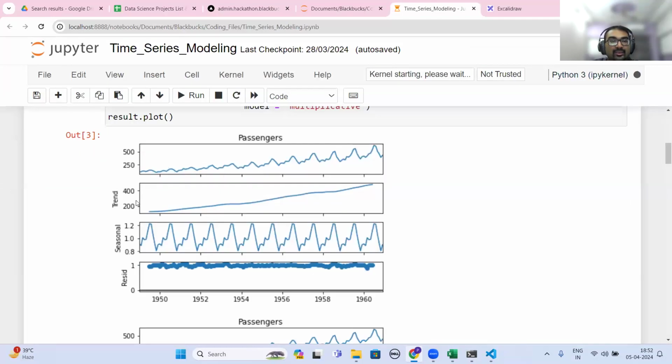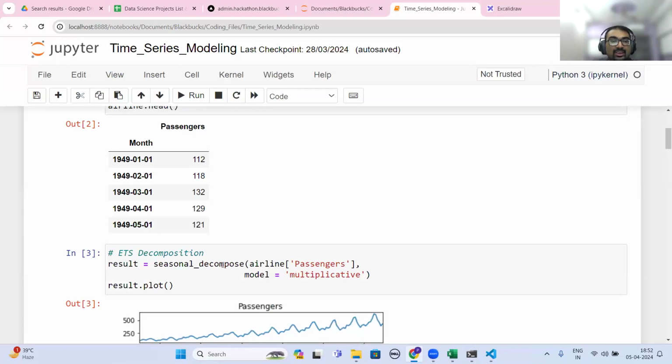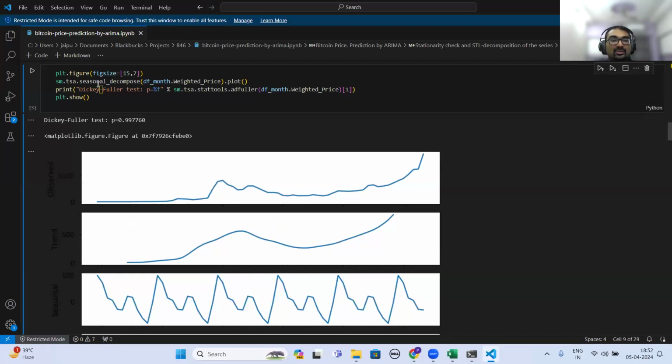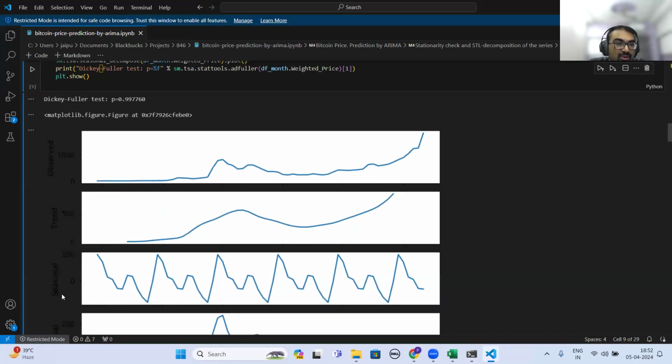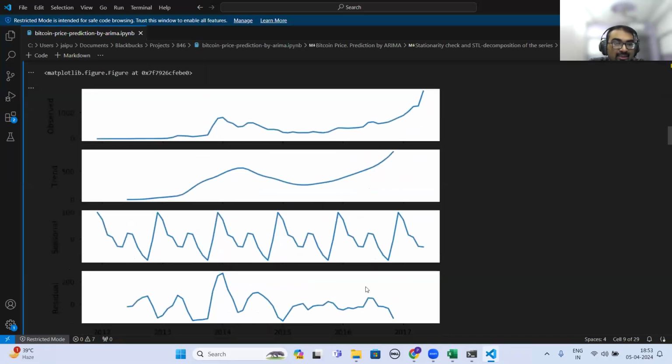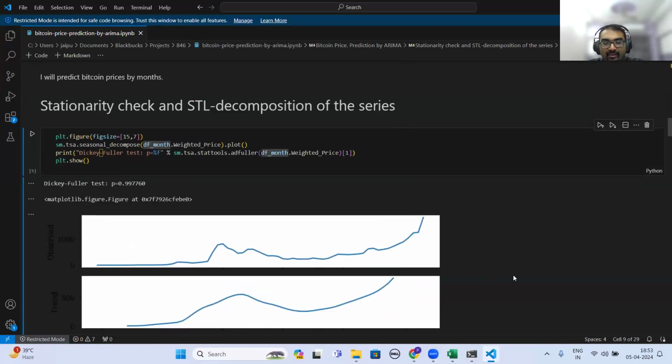See, this is the trend, seasonality, and residual. We have also decomposed using seasonal_decompose, and this is the part. And the same seasonal_decompose, we have decomposed the price. So all the elements are there. See, it is written observed, trend, seasonality, and residual. So they have tried to extract all of these portions over here, right?